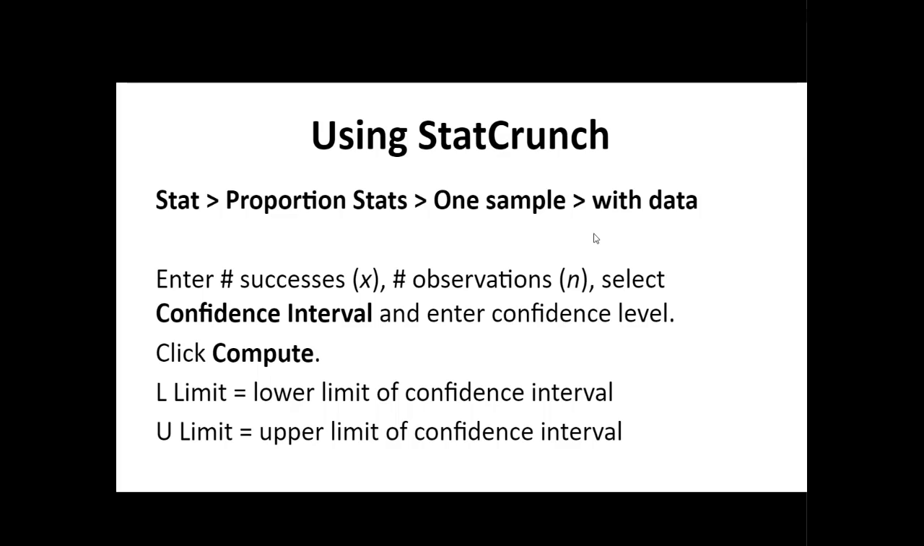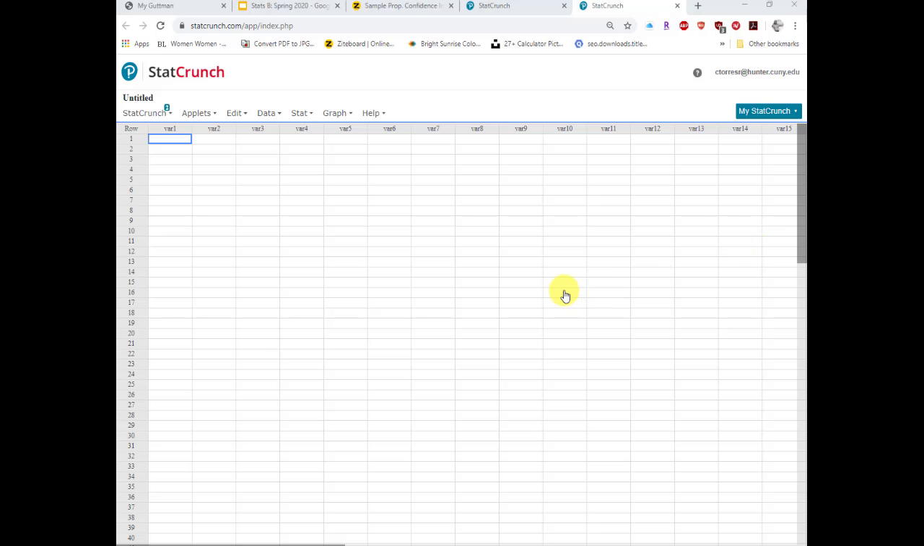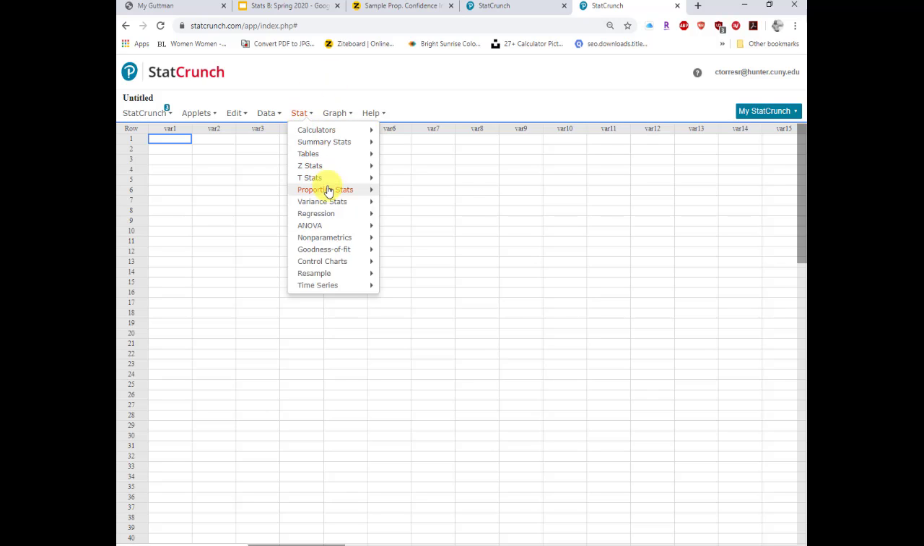Now, this is a lot of calculations. One thing you can also do is you can use StatCrunch to take care of a lot of these calculations for you. So let me show you how to do that real quick. So I'm going to go ahead and go into StatCrunch. Here I am in StatCrunch. I'm going to go into stats, proportion stats, one sample, and I'm going to go to summary.